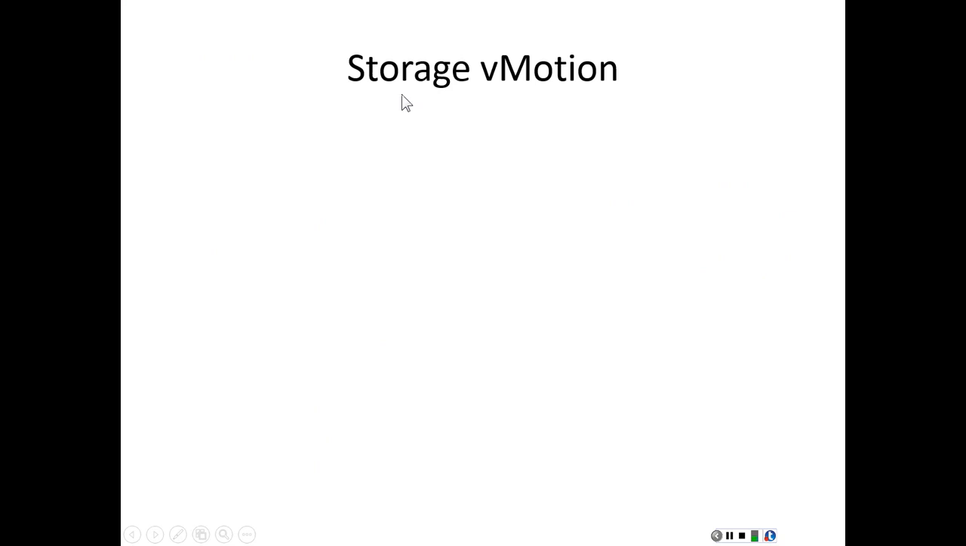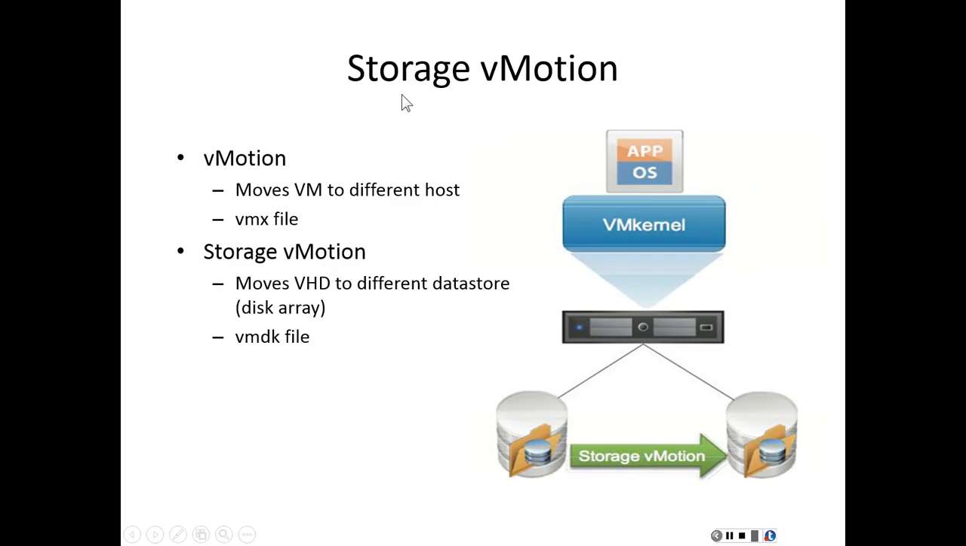Now let's talk about storage vMotion. Whereas vMotion moves a running virtual machine from one ESXi host to the other, and thus we are moving the VMX file, the virtual machine configuration file, storage vMotion moves the virtual hard disk to a different data store, a different disk array, and what's being moved there is the VMDK file, the virtual hard disk file. Storage vMotion allows us to move the virtual hard disk file from one disk array to another.